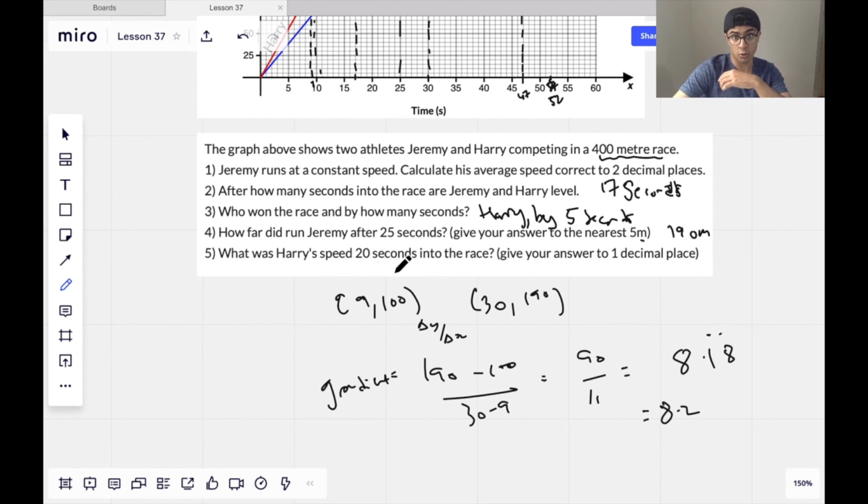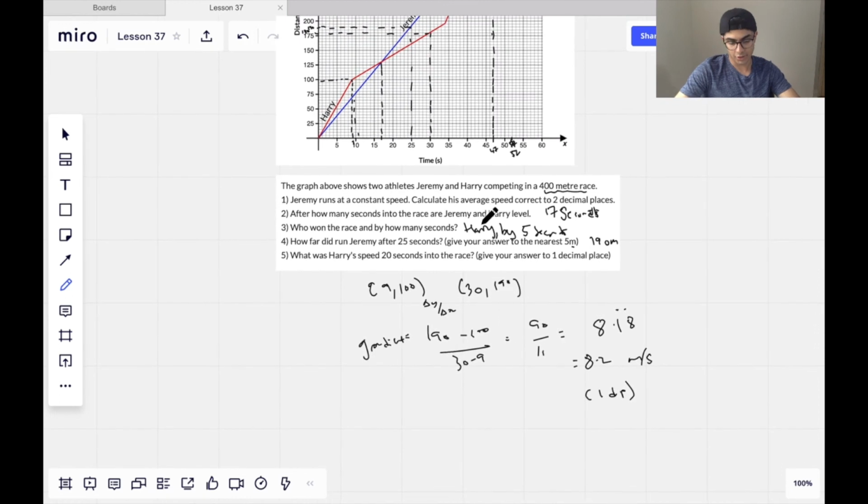It's also for speed, right? So we give it in meters per second, and we can write the unit just to specify it again because they mentioned it here. Okay, so that was distance time graphs.